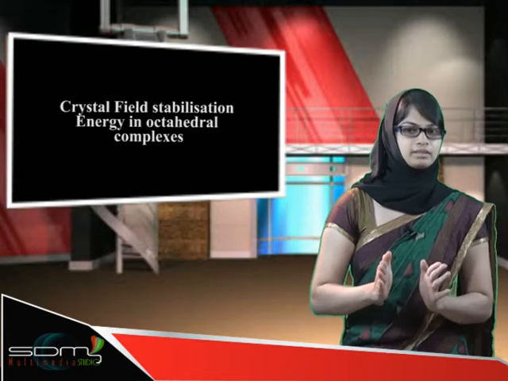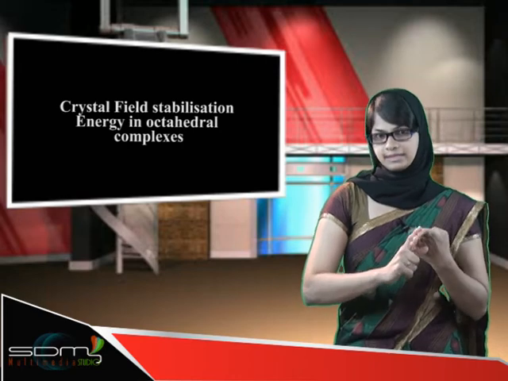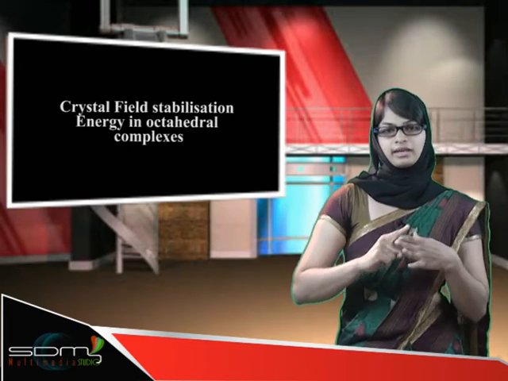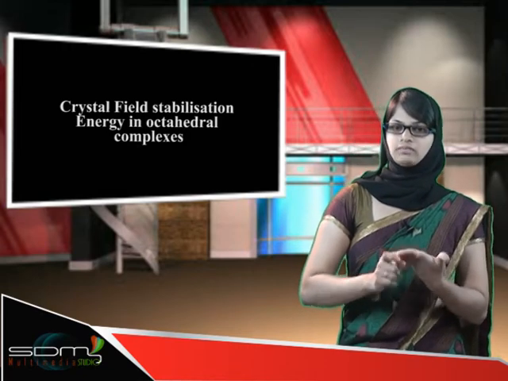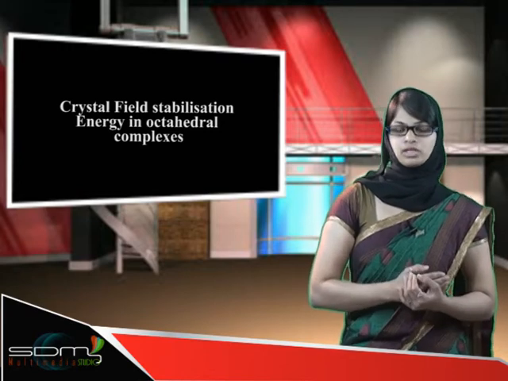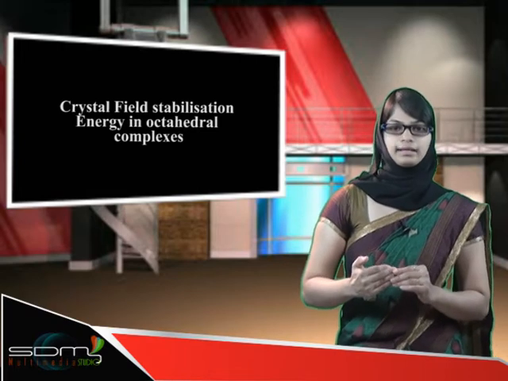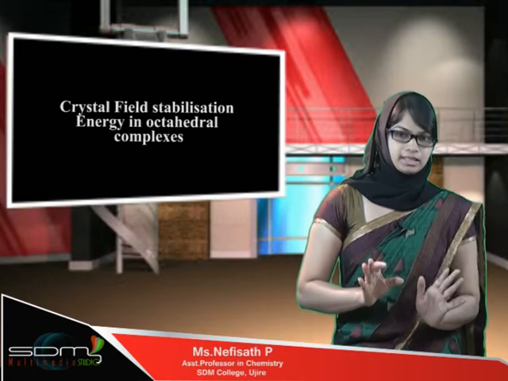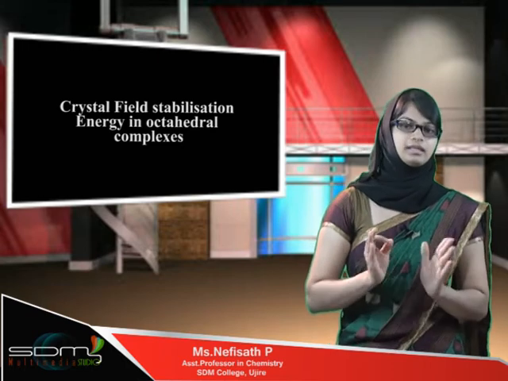We have to remember that for the d4, d5, d6 and d7 systems, we can apply both high spin configuration as well as low spin configuration. A high spin configuration will always have a higher number of unpaired electrons, but the low spin complexes have a lower number of unpaired electrons, because most of the electrons are paired up in the orbitals. So that's why CFSE is applicable to octahedral complexes in this way.